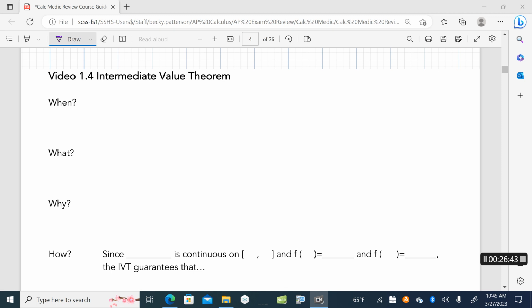Okay, last video for day 1. So this is the intermediate value theorem, or the IVT. This is a very important theorem. Odds are it's going to be used on the AP exam, and they are very particular about what they want to see and how they want to see it. So let's talk about when you're going to use it. And these are the conditions.